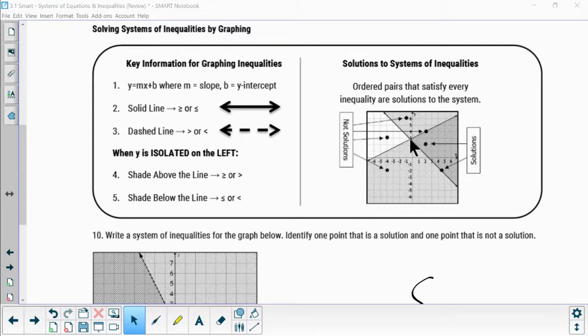So if I were to have a point right here at the intersection of these two lines, because it is lying on a dashed line, it cannot be a solution. So it would not be considered one. And anything outside of the double shaded area is definitely not a solution.